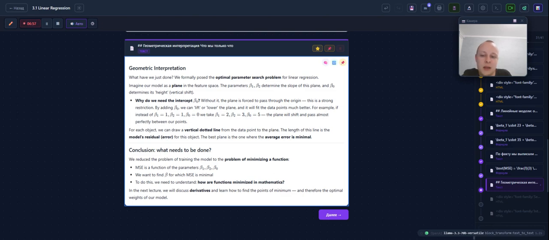Why do we need the intercept in this case? Without it, the plane is forced to pass through the origin, through (0, 0, 0) at the beginning of our axes, but that is a strong restriction for us. I already discussed before that we have to add a particular value to tune our model to find the best possible fit.